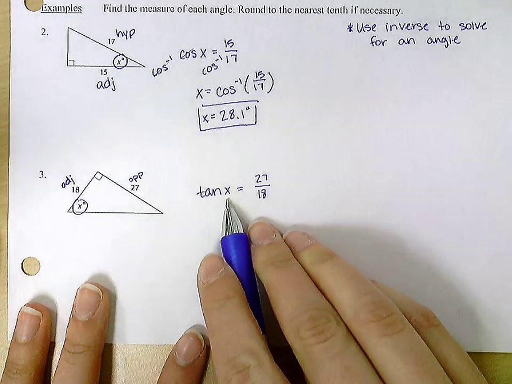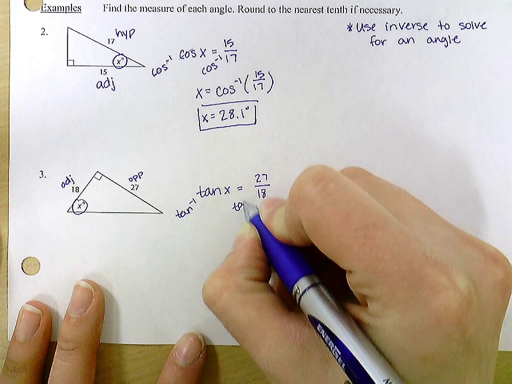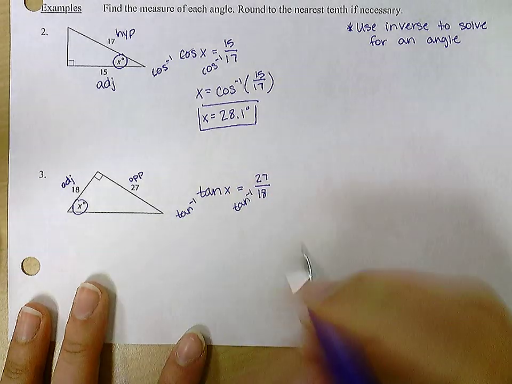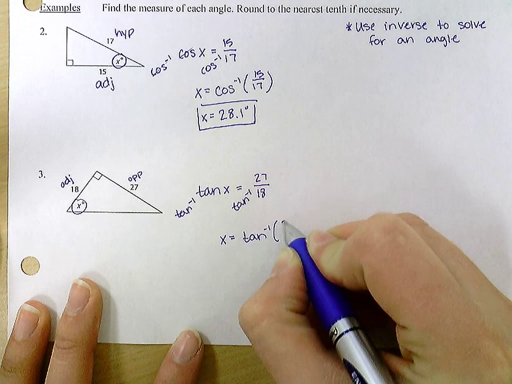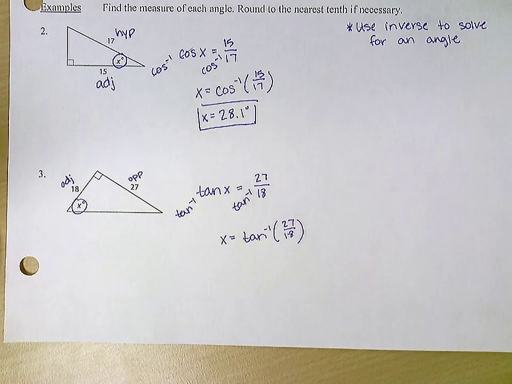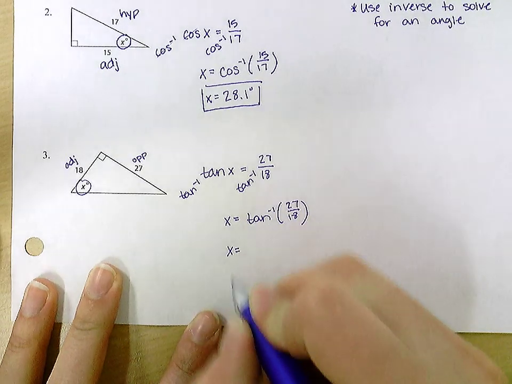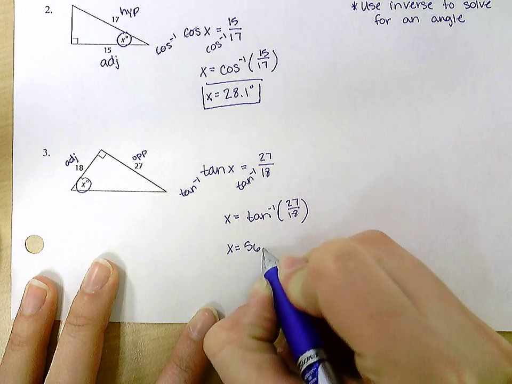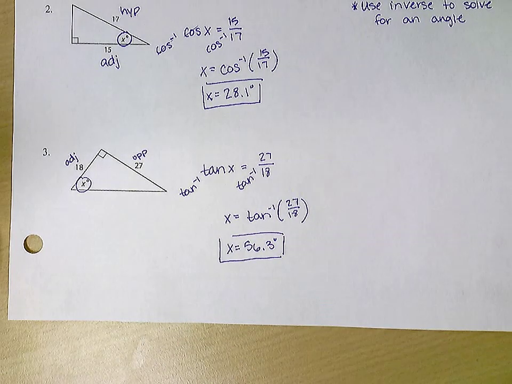Since I'm trying to solve for that angle measure, you need to bring in tangent inverse to both sides. So you end up with x is equal to tangent inverse of 27 over 18. Okay, after you plug that into your calculator, you should get x is 56.3 degrees, rounding to that tenth. Okay, so make sure you can enter it in your calculator correctly.